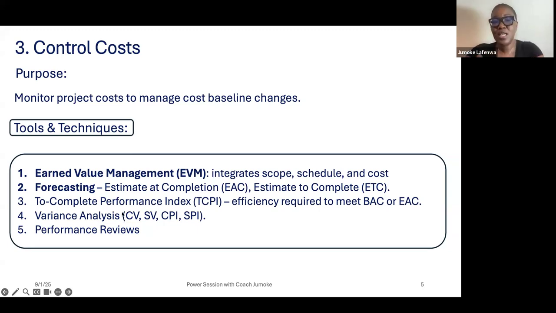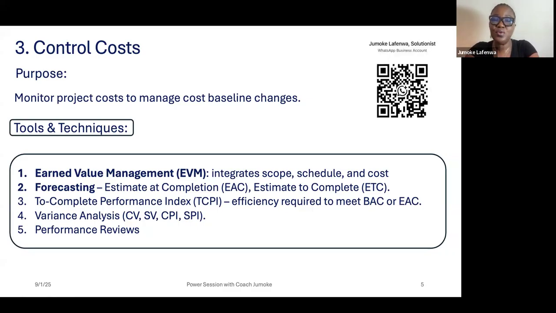By now, you should know this. The formula for calculating CV, which is the cost variance, the formula for calculating SV, which is the schedule variance, the formula for calculating CPI, which is the cost performance index, the formula for calculating SPI, which is the schedule performance index. And then you have performance reviews. We're having a conversation: we did this, what happened, and all that. So these are the tools and techniques that you will need to help you control cost.